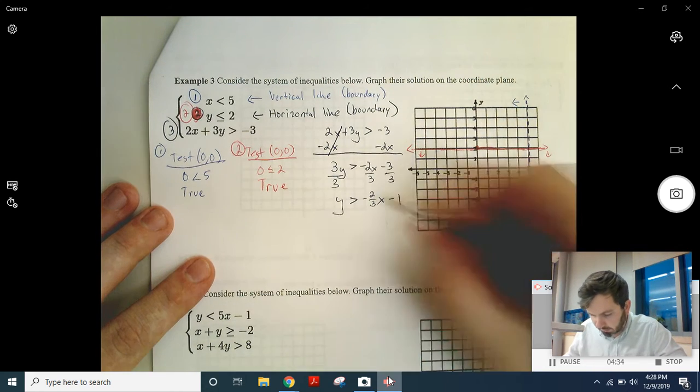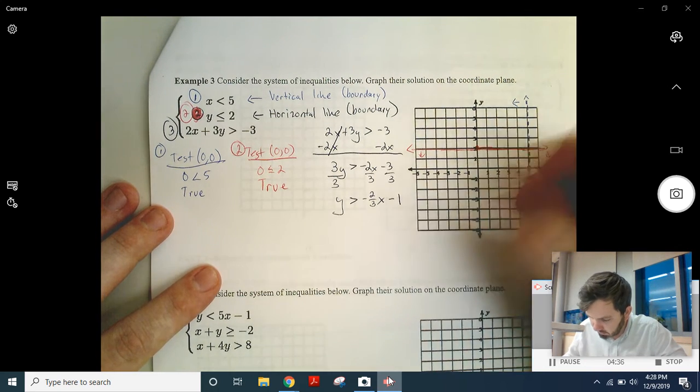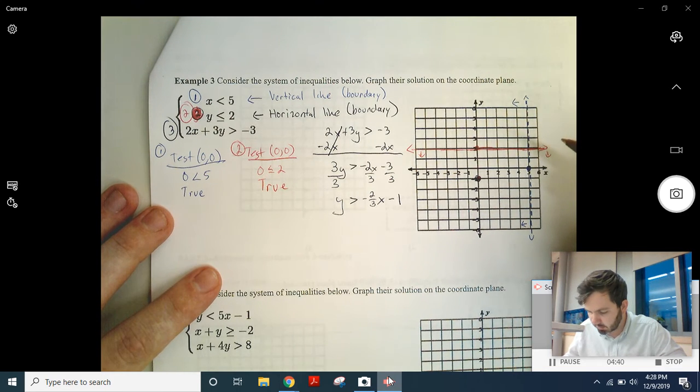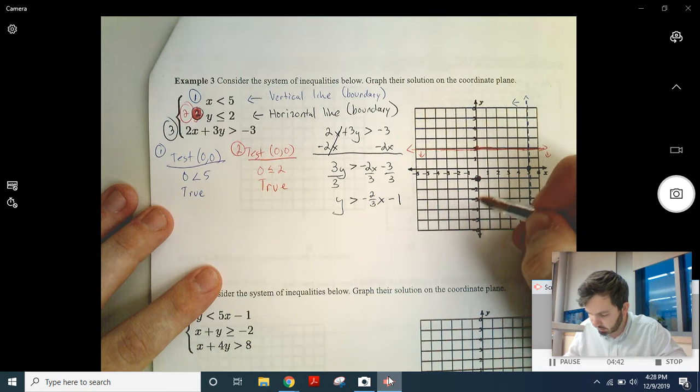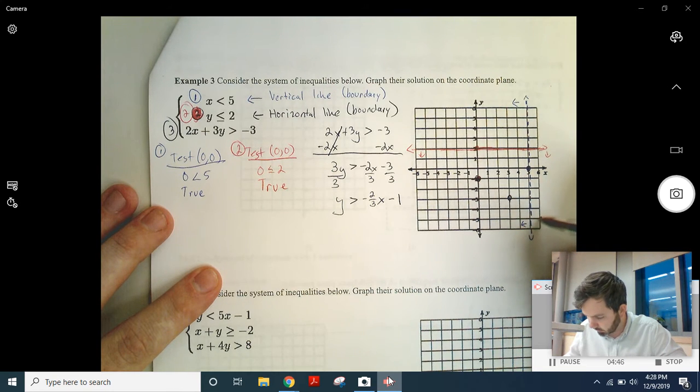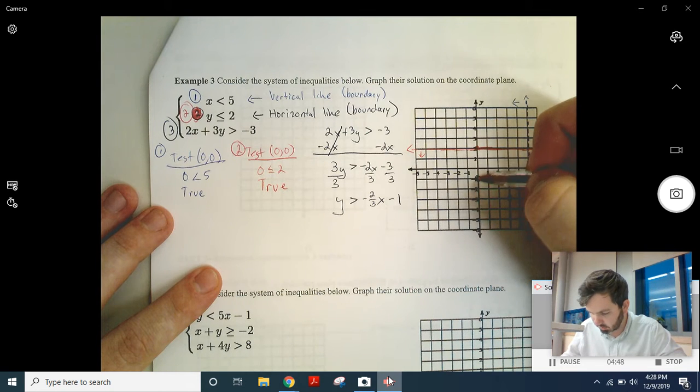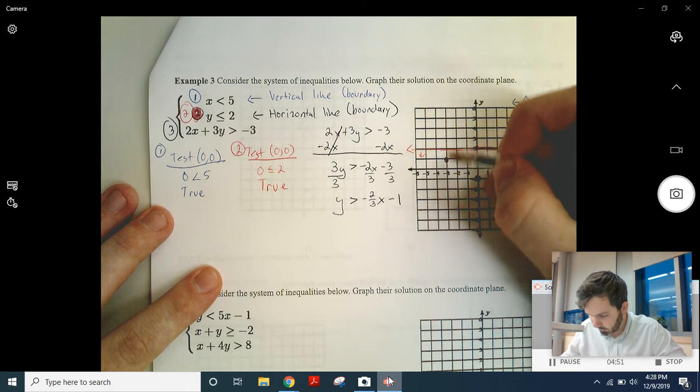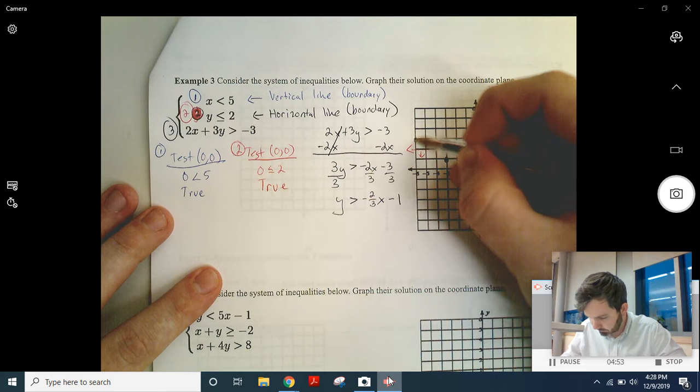So let's start by graphing this. We have a y-intercept at negative 1, so there's my y-intercept. And we have a slope of negative 2 over 3. We're going to go down to the right 3, down to the right 3. Same thing in the opposite direction: up to the left 3, up to the left 3.